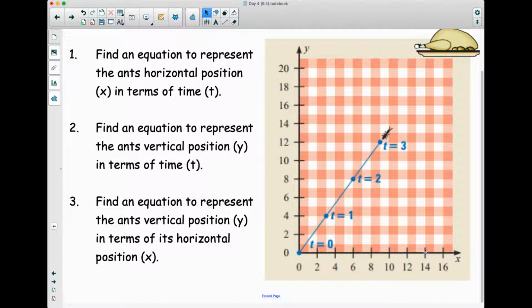I'll tell you this much. Number 3 is more like your good old algebra 1. So if you want to start with number 3, you can. Let's see if you can figure out those equations.